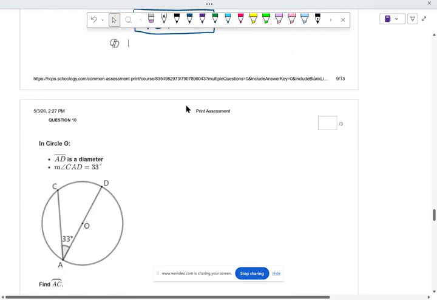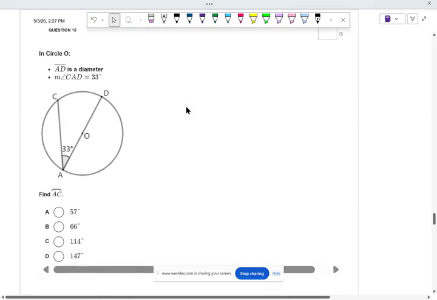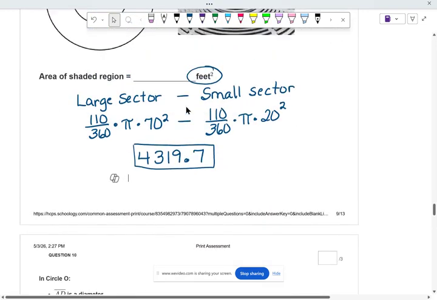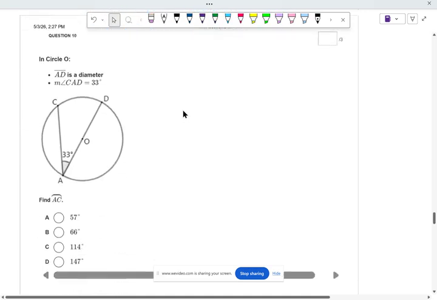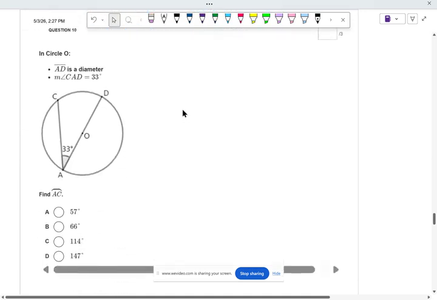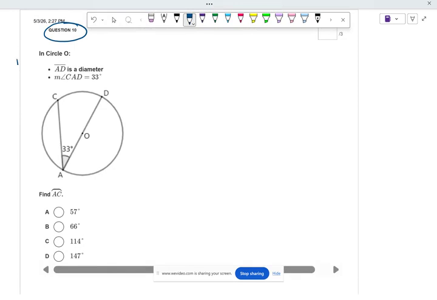All right, number 10. Oh my gracious, I couldn't find it. It was so small. Number 10. In circle O, AD is a diameter. The measure of angle CAD is 33. Find the measure of arc AC.